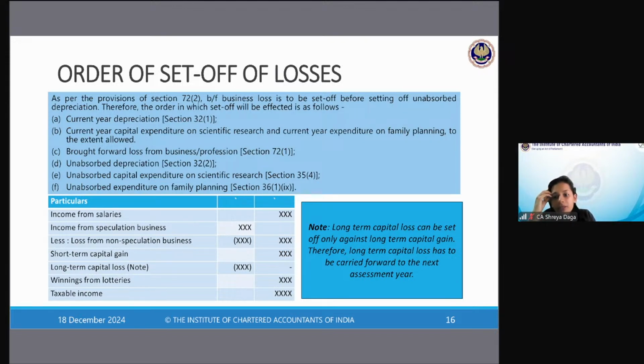So ma'am, first current year, then previous year? Yes, first current year. You may want to first set off carried forward loss because that comes with an expiry date. You may want to do the FIFO method, first in, first out, and then set off the current year loss. But the law doesn't want you to do like that, because their principle is that first you use whatever is happening in the current year. After set off of current year things, then you go to set off of carried forward things.